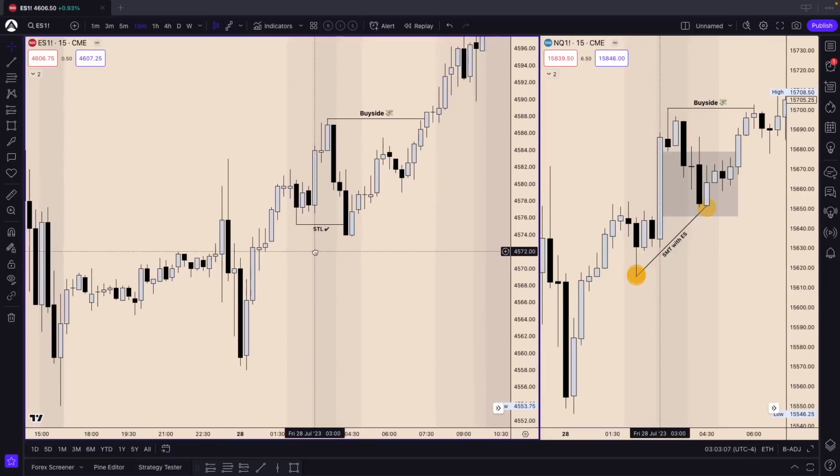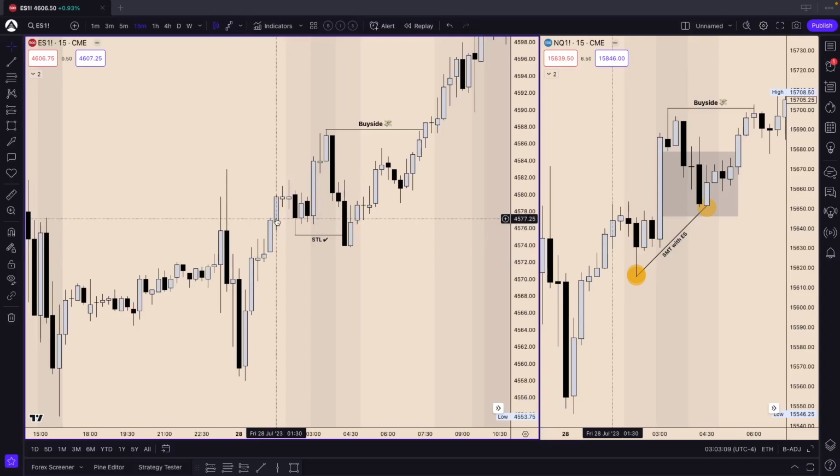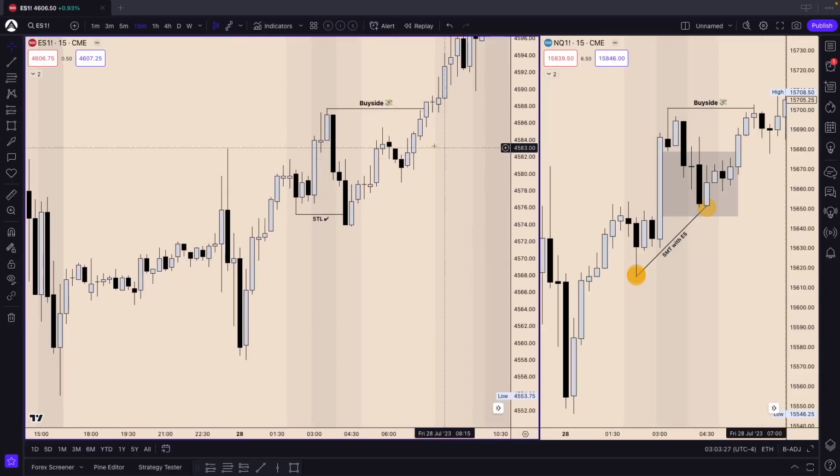So what is SMT divergence? SMT divergence is a divergence between two very correlating pairs, like for example ES and NQ. You can also use the DXY and a foreign currency for the SMT divergence concept, but because I'm only focusing on indices, that's what I'm going to cover today.